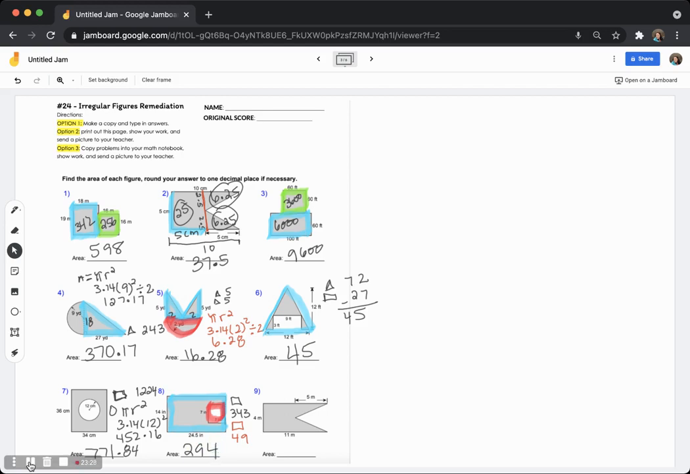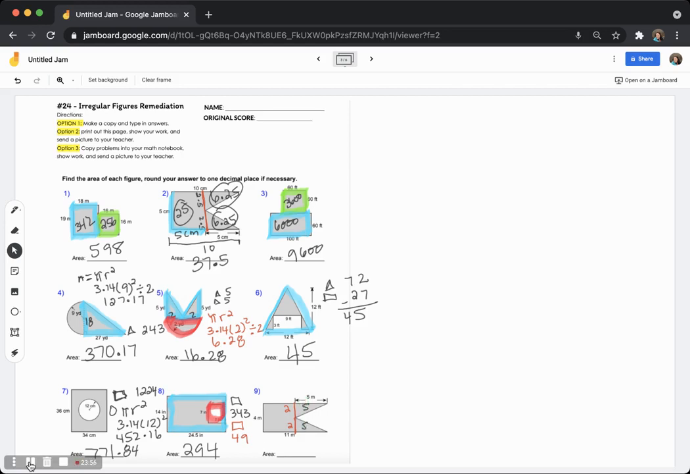And then number 9 is just like number 2. So if I split this up here, then the height of the rectangle is 4, which means the base of each triangle is 2. So to find the area of the triangle, I'm going to do 5 times 2, which is 10, divided by 2, which is going to give me an area of 5 for each one of these.